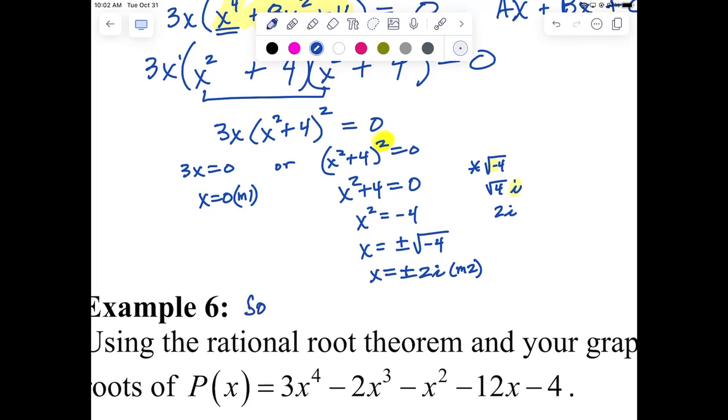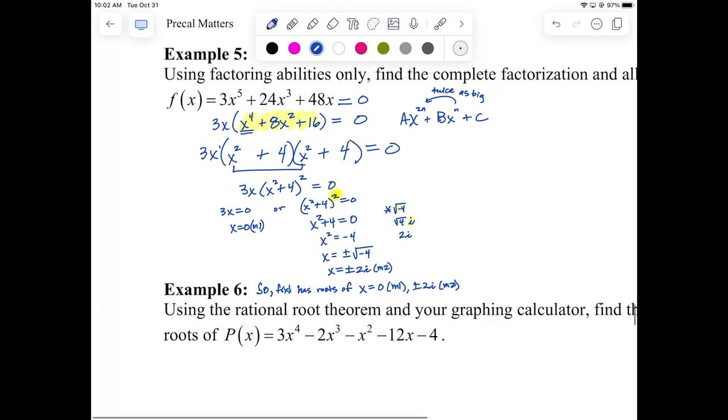So, in our final statement, f of x has roots of x equals 0, comma, plus or minus 2i. Let's actually list them with multiplicities. I like that better. 0, m1, and plus or minus 2i, m2. That way anybody who knows what they're doing knows that we've accounted for all of them. Okay. No synthetic division needed there. We just factored. All right, comments or questions on that one?